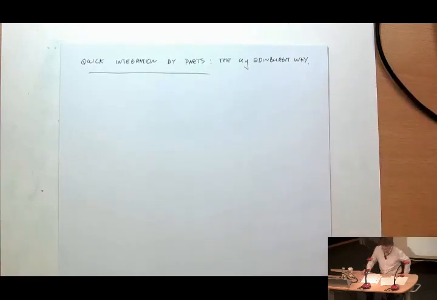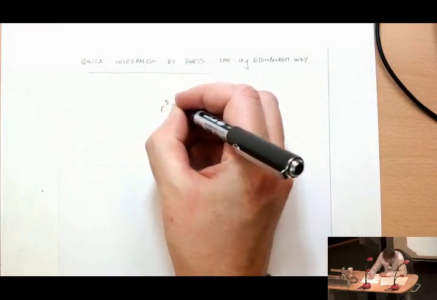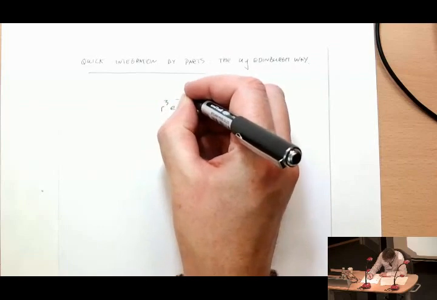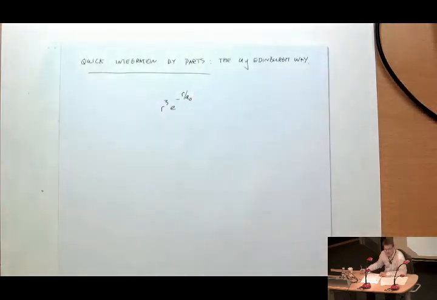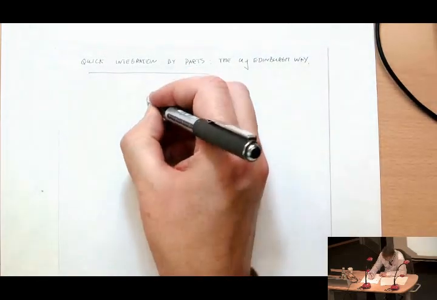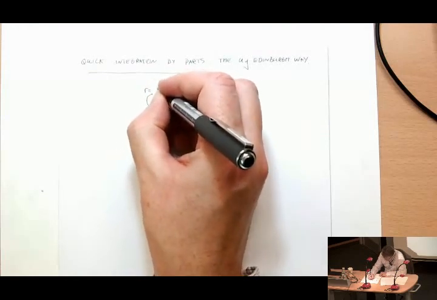So let's do something where we know the answer. Okay, so let's write down a wave function. Let's say we've got r cubed e to the minus r over some value a naught. So that's our wave function, and we want to integrate this over all radius. So we're going to integrate from r equals 0 to r equals infinity dr.